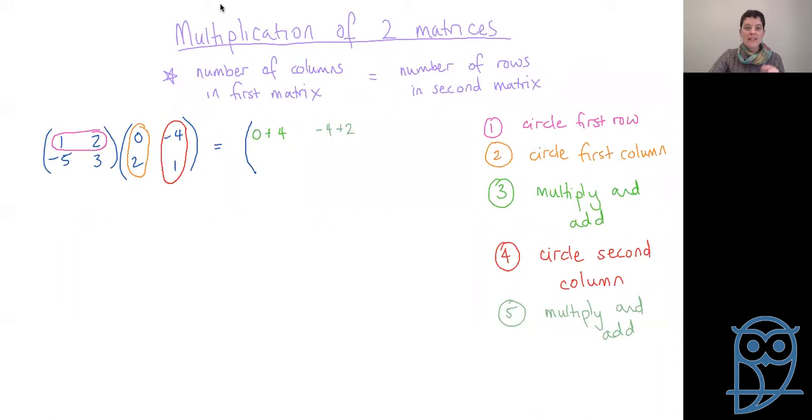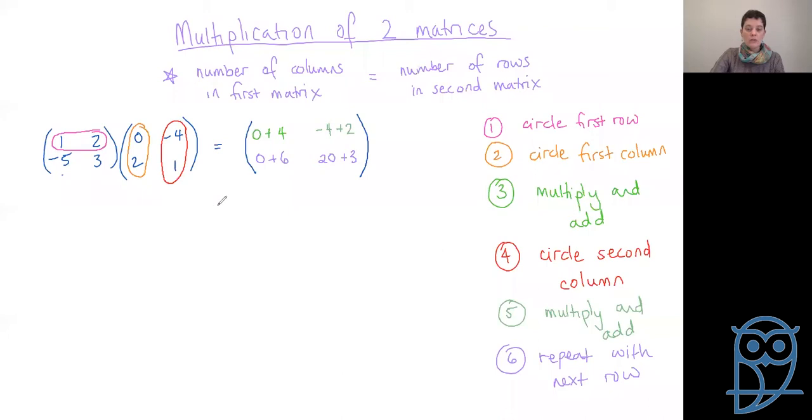Then, who comes next? The second row, because we've multiplied that top row by everything. So we're going to repeat with the next row. So minus 5 times 0 gives us 0. Plus 3 times 2 is plus 6. Minus 5 times minus 4 gives us 20. 3 times 1 is plus 3.